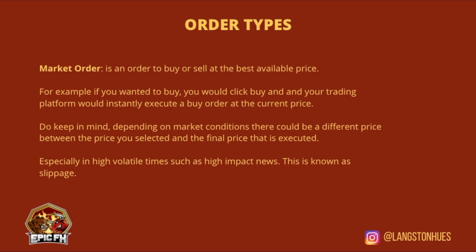Order types. When you decide to execute a trade, whether it's a buy or a sell, you have the option of 3 different order types. A market order is an order to buy or sell at the best available price. For example, if you wanted to buy, you would click buy and your trading platform would instantly execute a buy order at the current price. Do keep in mind, depending on market conditions, there could be a different price between the price you selected and the final price that is executed, especially in highly volatile times such as high impact news. This is known as slippage.